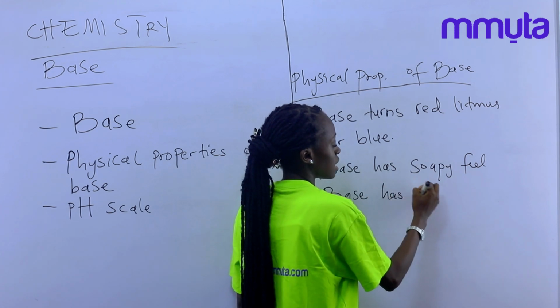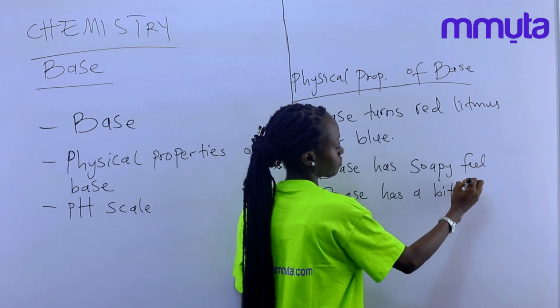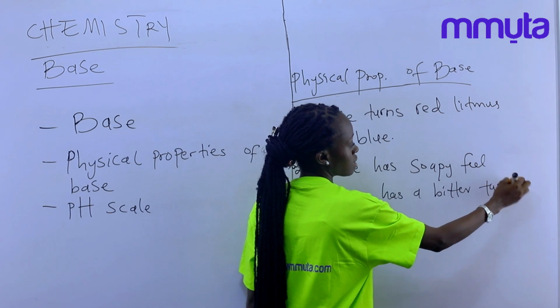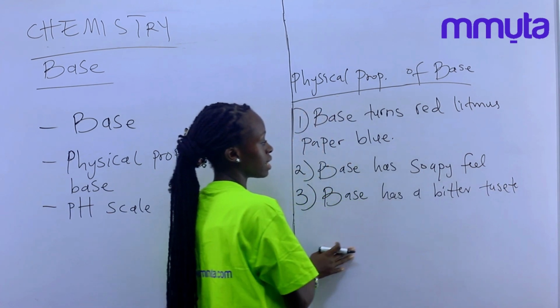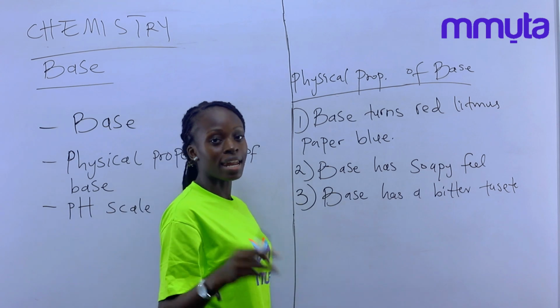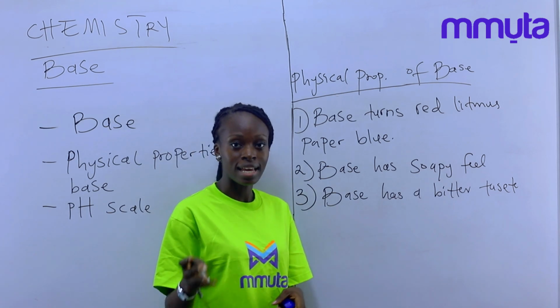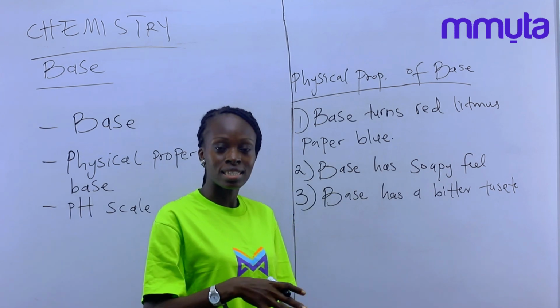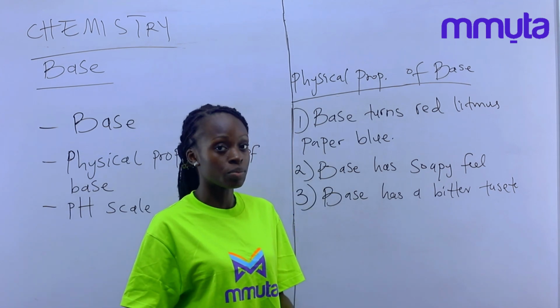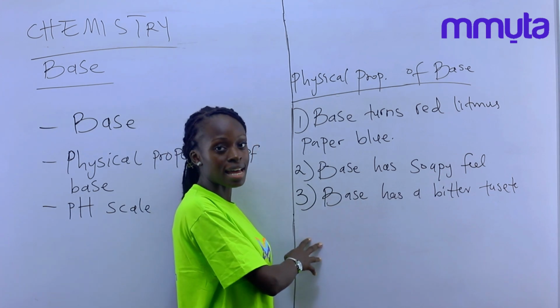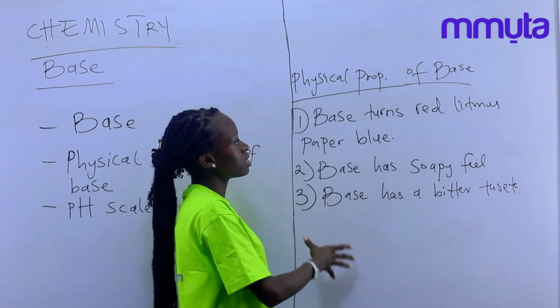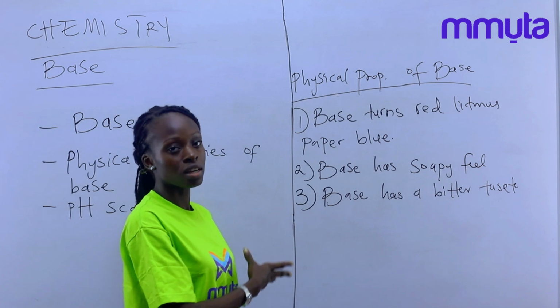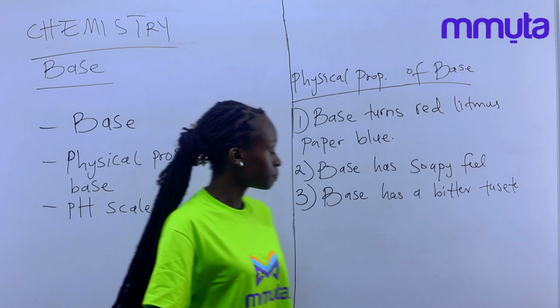Now, the third physical property of base that we'll be looking at is that base has a bitter taste. Yes, bitter taste is an unpleasant taste. And if you remember in our last class, we looked at an acid, which has a sour taste, but a base has a bitter taste. So these are just some few physical properties of base.